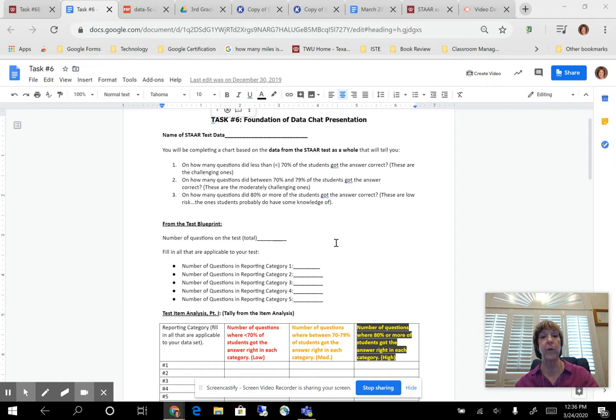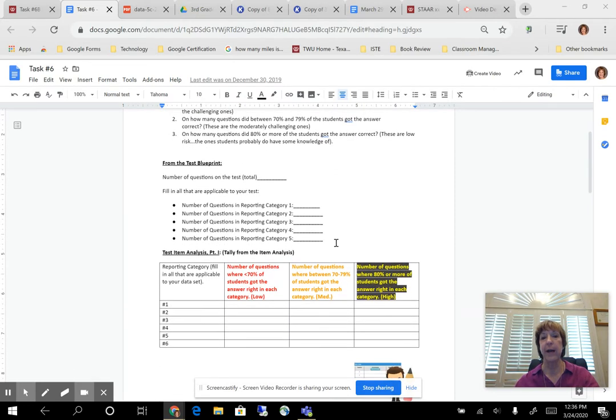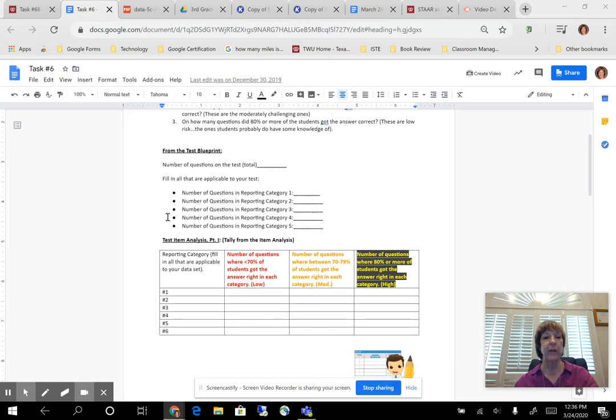The two forms you're going to be using to fill this out are the blueprint from our third grade STAR test, which we all took, and the third grade math item analysis sheet. On this particular sheet, you're going to be asked some questions. The first set of questions has to do with the blueprint. So let's take a look at the blueprint first.